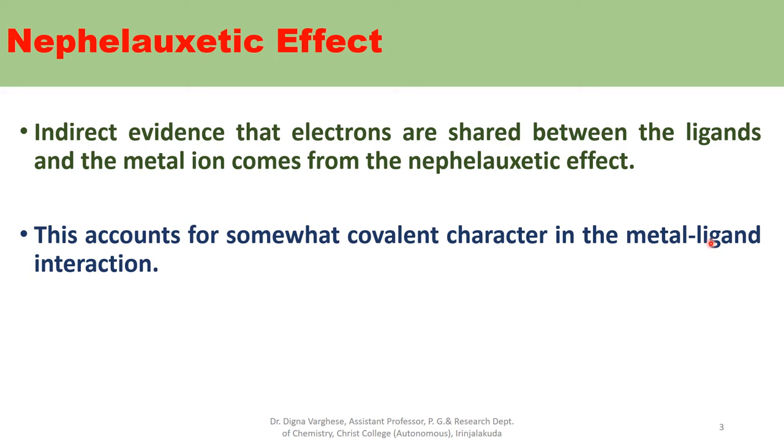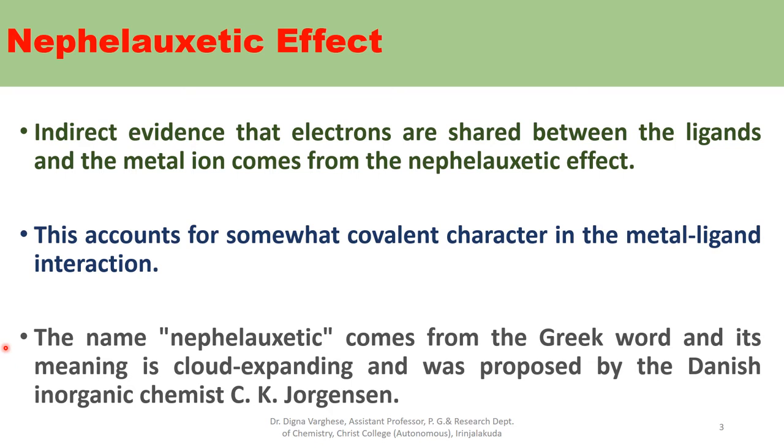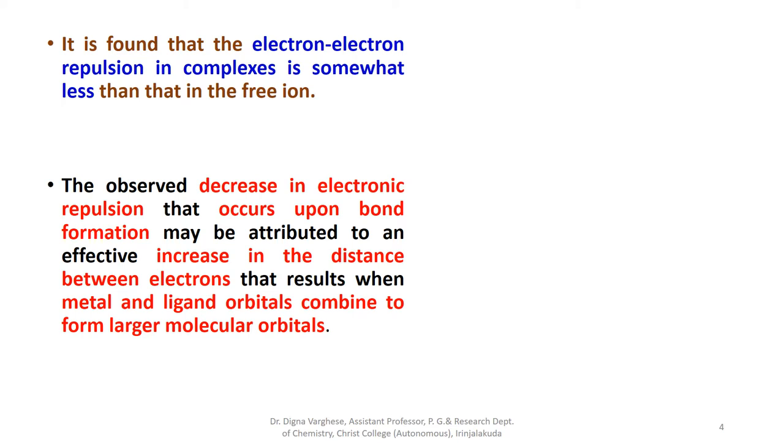The name Nephelauxetic comes from the Greek word, and its meaning is cloud expanding. That was proposed by the Danish chemist C.K. Jorgensen. It is found that the electron-electron repulsion in complexes is somewhat less than that in the free ion. During complex formation, the electron-electron repulsion is somewhat less than the electron-electron repulsion in the free ion.